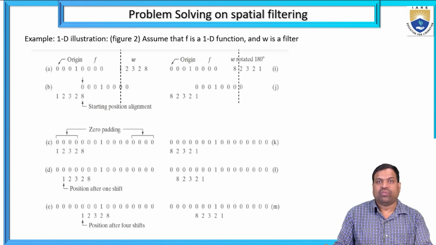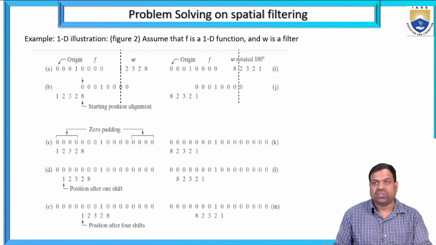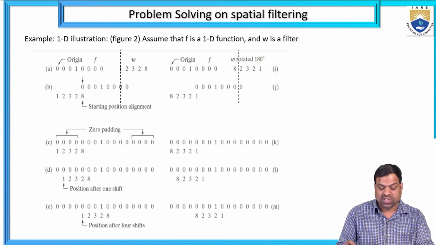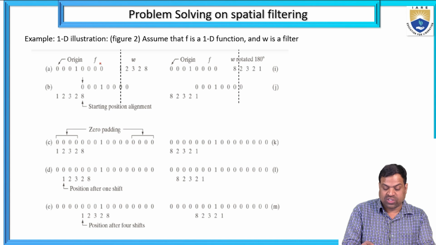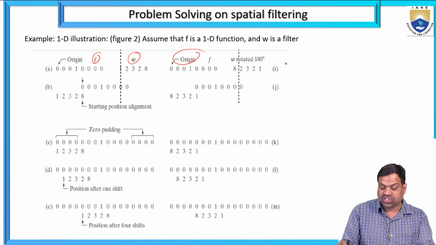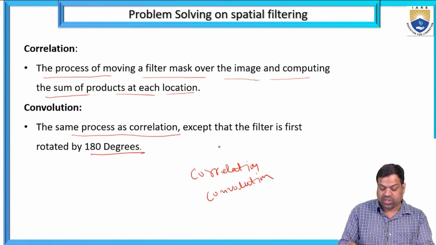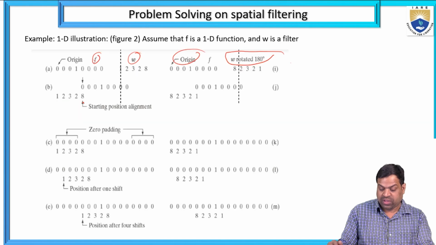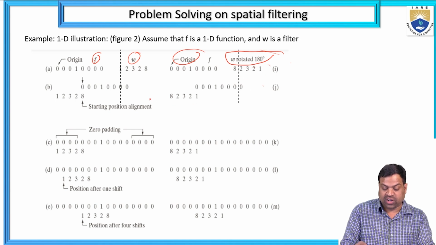Here is example 1, a 1D illustration, assuming that f is a 1D function and w is a filter. Here we have a 1D image, and we apply the 1D filter w to it. Here f is the input and w is the mask, and these are the origins. Here I rotated the filter by 180 degrees. Why? Because it is a convolution process, and convolution rotates by 180 degrees. So 1 2 3 2 8 becomes 8 2 3 2 1.